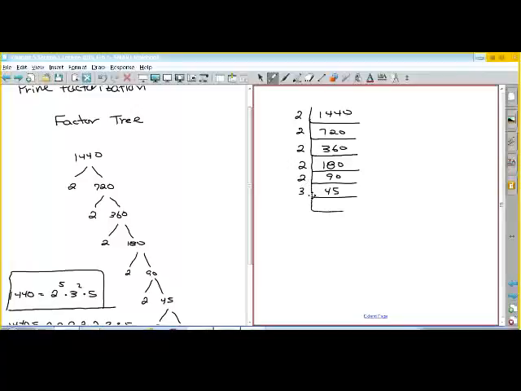Can I divide it by 3? Yes. 45 divided by 3 is 15. Can I divide 15 by 3? Yes. 15 divided by 3 is 5. And then I can write the prime factorization, which is, again, I just count the number of times that each number is used. So I've got 1, 2, 3, 4, 5. I've got five 2s, two 3s, and one 5. So I get the same answer. You can do it either way. I'm going to do it this way from now on, just because it takes up less space on my paper.